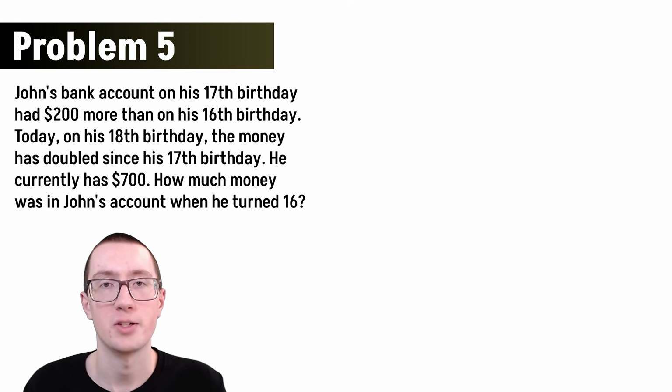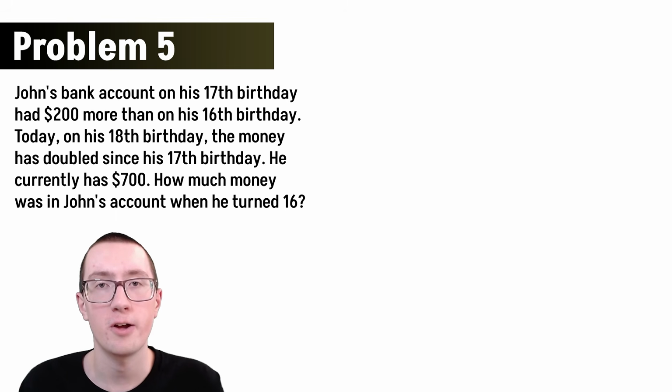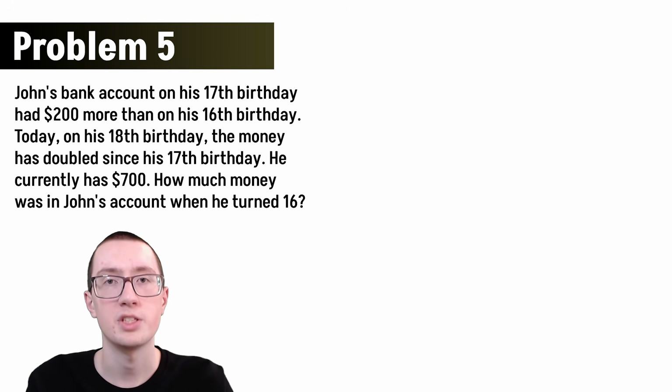Now, enough of the geometry. Here's one more final practice problem, and this is going to be sort of algebra, but really it's just going to be logic and working backwards. So we see that John's bank account on his 17th birthday had $200 more than on his 16th birthday. And we also know that today, which is his 18th birthday, his money is doubled from before. But notice how it doesn't give us his money at the start. It gives us his money at the end.